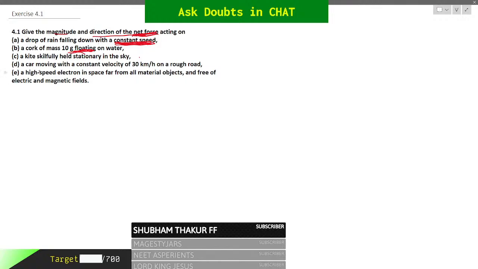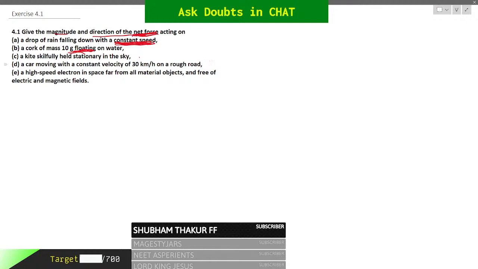So the case here is that it is floating on the water, so we can say that the net force is 0. In the third scenario, we have a kite skillfully held stationary in the sky. Again, if the body is stationary, then the net force acting on the body is 0. That's why it is stationary, as the forces are balanced.